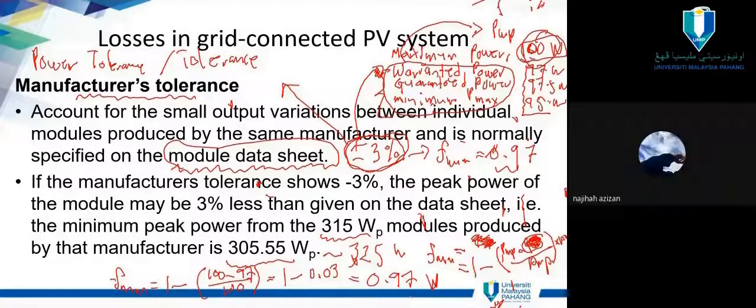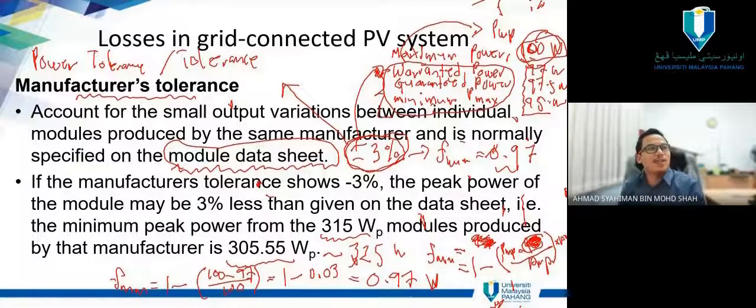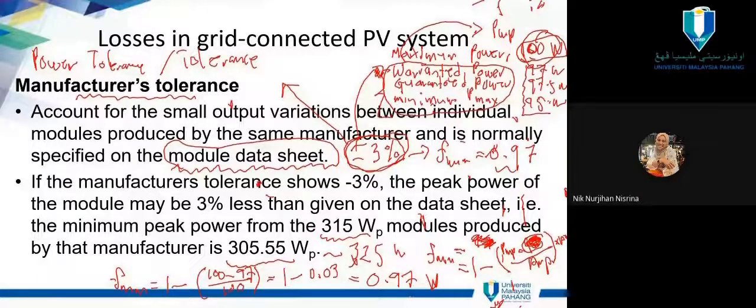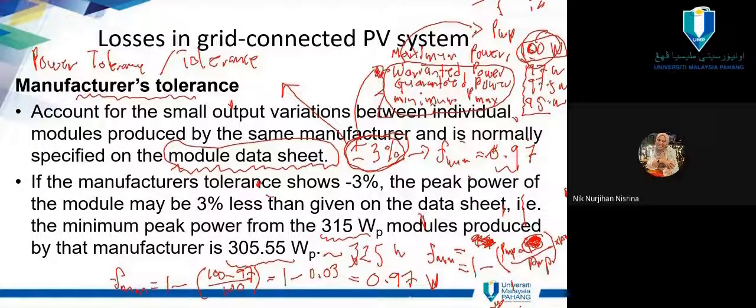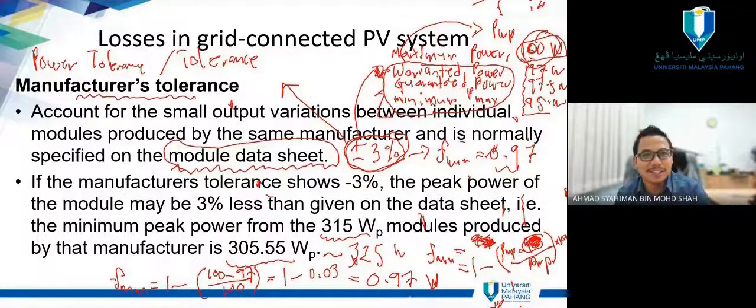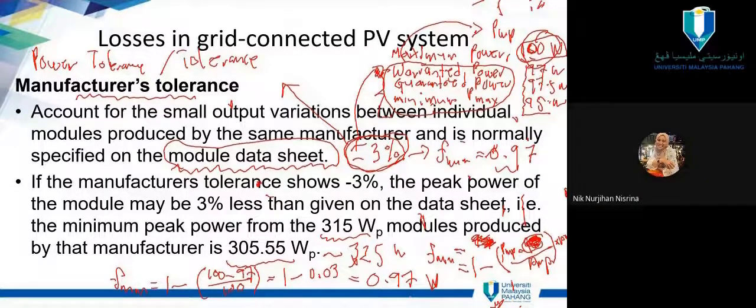Boleh, ya? Okay. Nur Jihan. Ni Nur Jihan ni Serena. Ya, saya, sir. Nak buat macam mana? Takkan assume value juga kot. Itulah saya tanya. Nak buat macam mana? Assume value lah. Assume value ke? Assume lah. Nak assume apa?